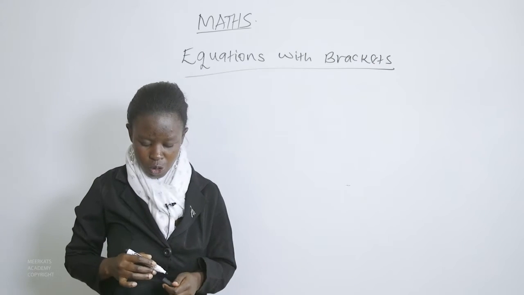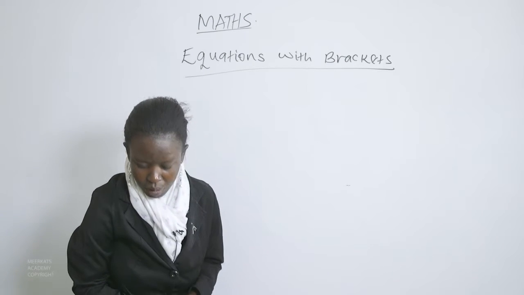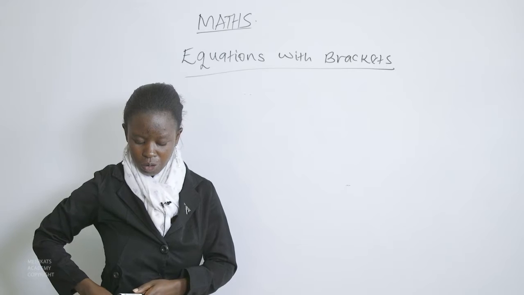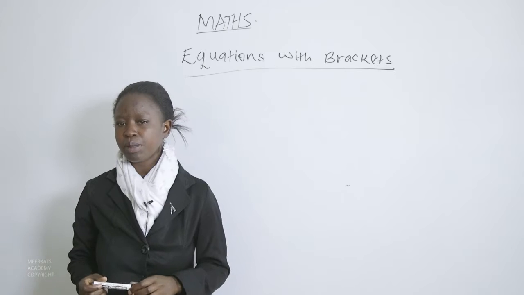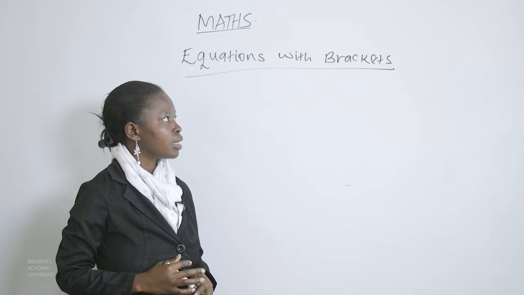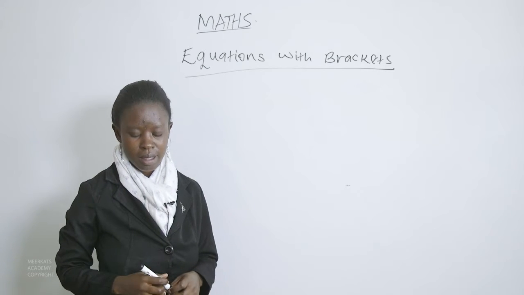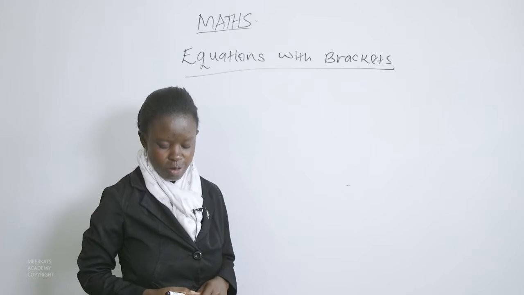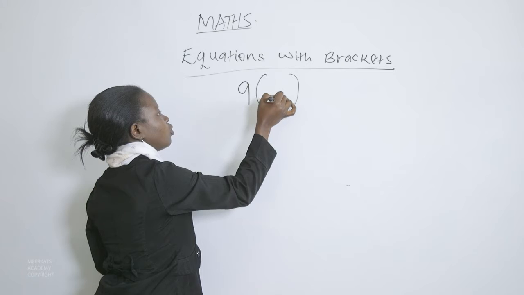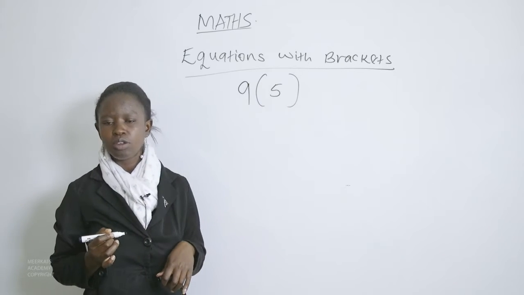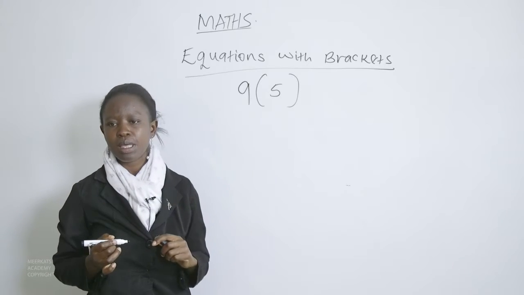So we have equations with brackets. What we need to understand is that when we are dealing with a bracket, it simply means we multiply the number outside the bracket with the number inside the bracket. For instance, 9 into 5 has brackets, but this is not an equation. It is simply an expression.